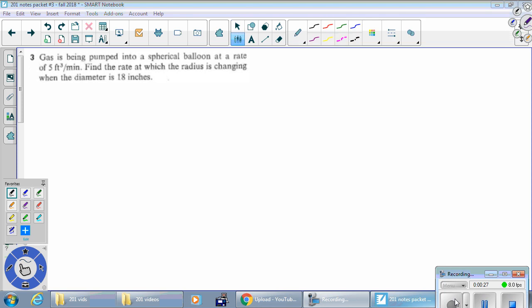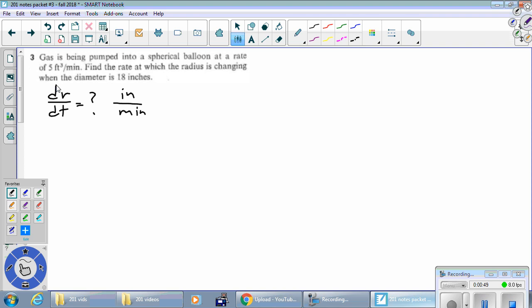We're trying to find the rate at which the radius is changing. So that is dr/dt equals question mark. We'll go ahead and get the units up here. I see the radius is maybe going to be measured in inches, and time is measured in minutes, inches per minute.